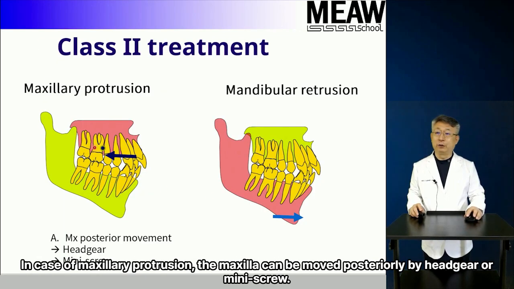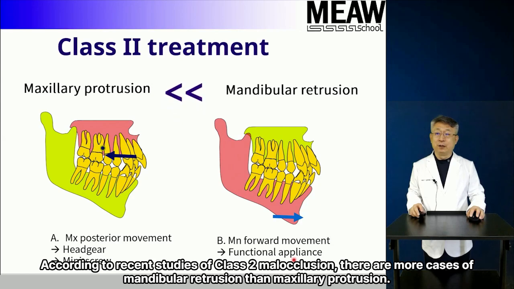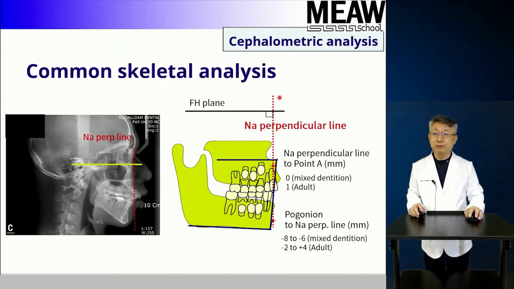In case of maxillary protrusion, the maxilla can be moved posteriorly by headgear or miniscrew. On the other hand, in case of mandibular retrusion, the mandible should be moved forward by functional appliance. According to recent studies of Class 2 malocclusion, there are more cases of mandibular retrusion than maxillary protrusion.